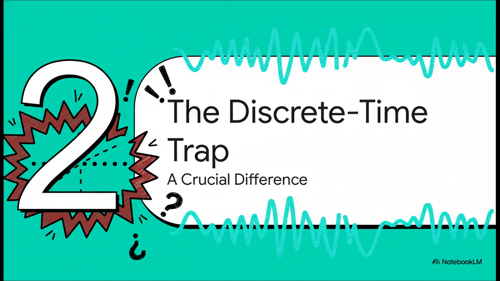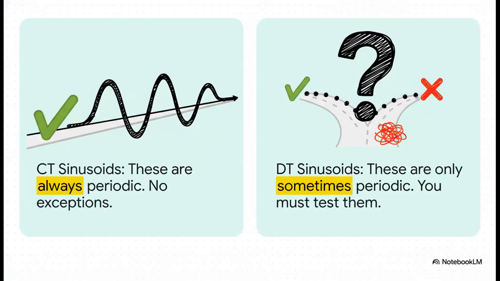But I have to give you a warning. We're about to encounter what's often called the discrete time trap. There's a really crucial difference here that trips up a lot of students, so you want to pay close attention. And here it is. This is the heart of the trap. For continuous time sinusoids, they are always periodic, no ifs, ands, or buts.